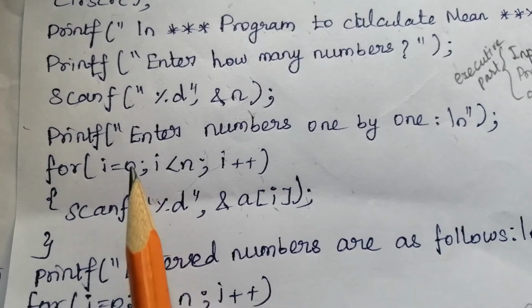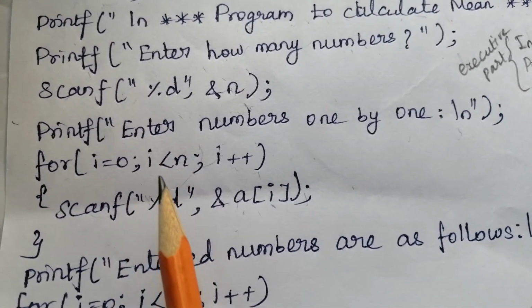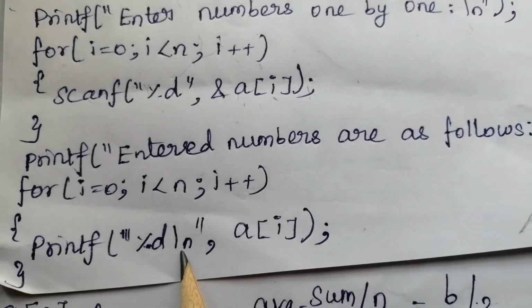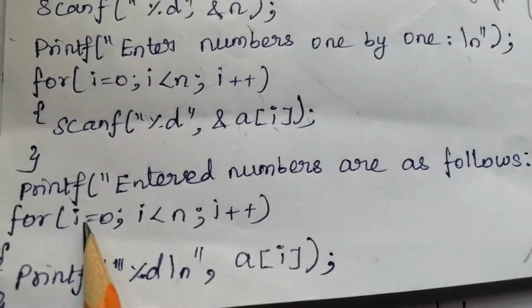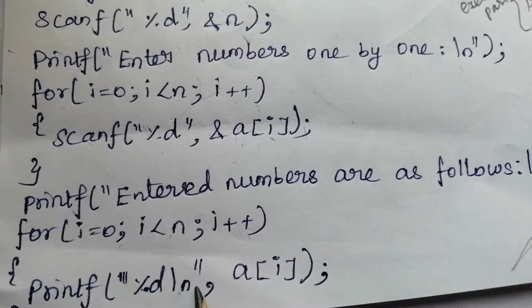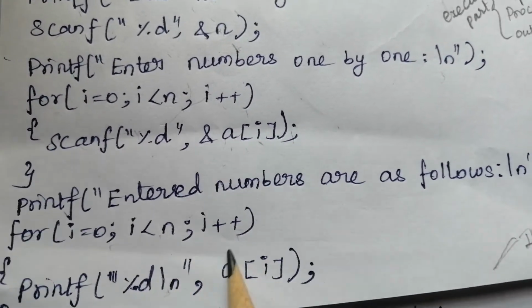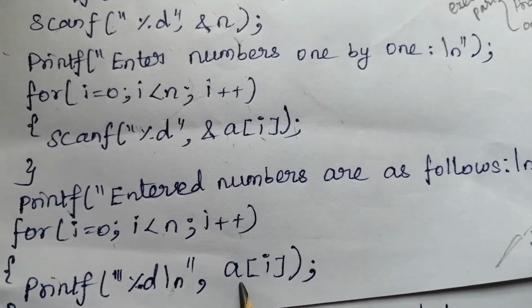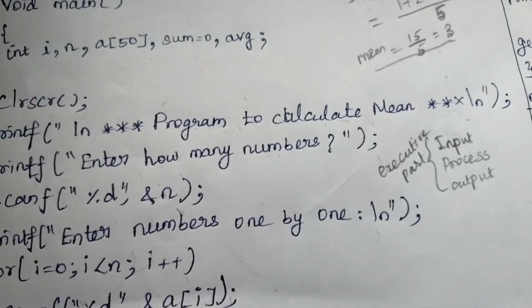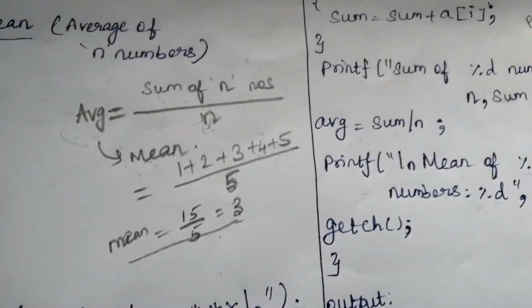After that, whatever numbers I have read will be displayed one by one. For that I have used the \n new line character: for i equal to 0, i less than n, i plus plus, printf %d \n a of i. With the help of these statements you can display all the numbers one by one.